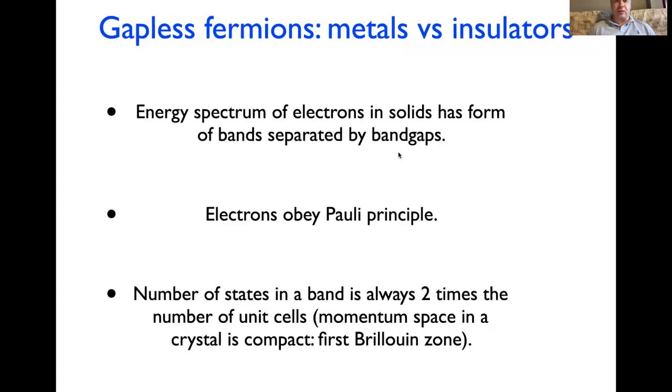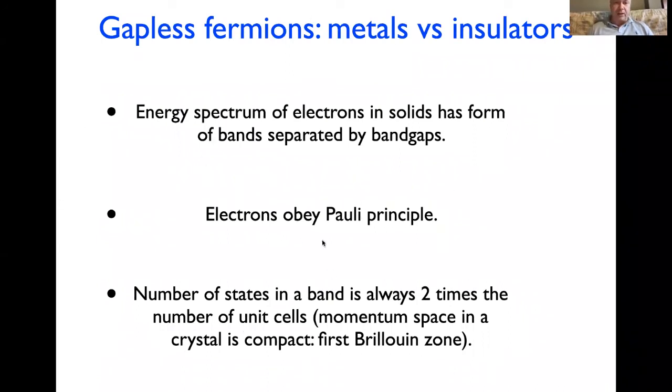And so we know that the basic physics of electrons in solids is determined by the following three principles. The first principle is that the energy spectrum of electrons in solids has the form of bands separated by band gaps, and this is just a consequence of basic single particle quantum mechanics of a particle in a periodic potential. The second principle is that electrons are fermions, and therefore they obey the Pauli principle. So no two electrons can occupy the same quantum state. And the third one is that the number of states in a band is always twice the number of unit cells in the crystal. This is a consequence of the fact that momentum space in the crystal, unlike in free space, is compact, and it's called the first Brillouin zone, whose size is determined by the inverse of the lattice spacing.